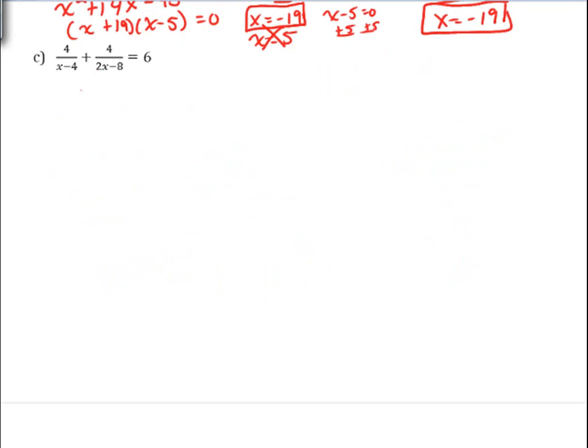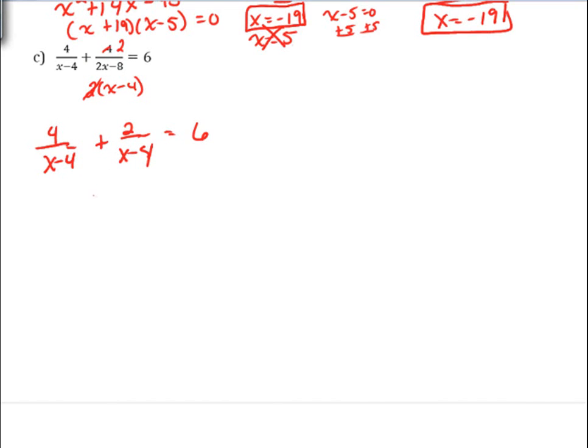In this next example, it doesn't look like we could use cross multiplication at first, but we really can. This denominator factors as 2 times the quantity x minus 4. And we have a 4 up on top, so we could cancel. That would give us 4 over x minus 4. 2 goes into the 4 twice, so we have plus 2 over x minus 4 equals 6.